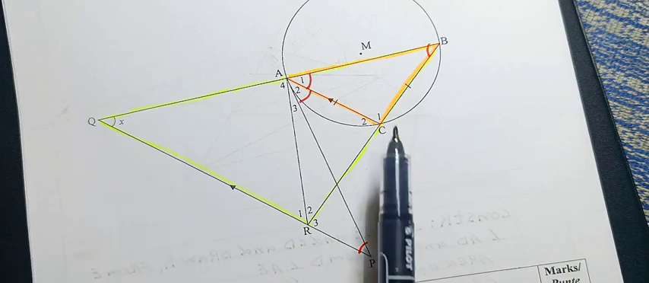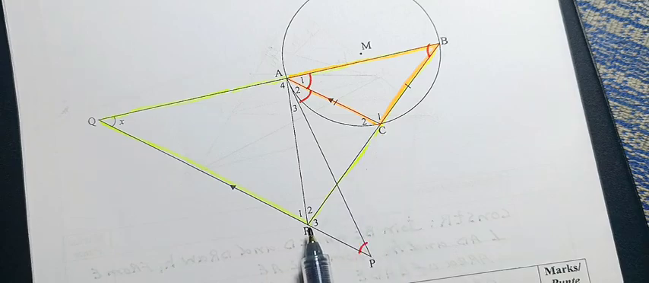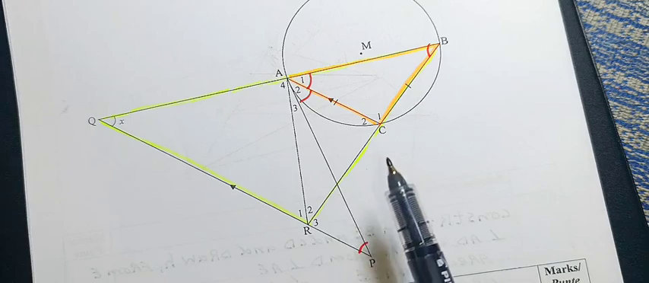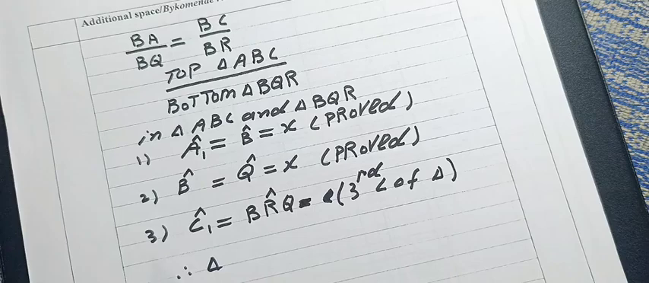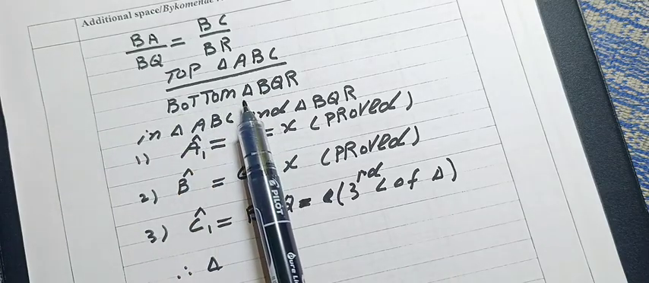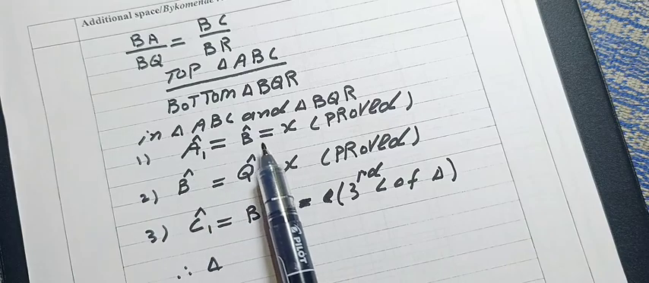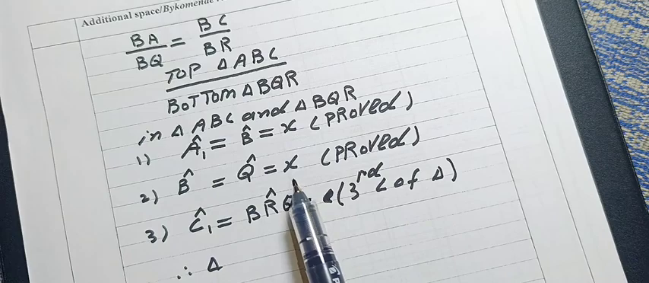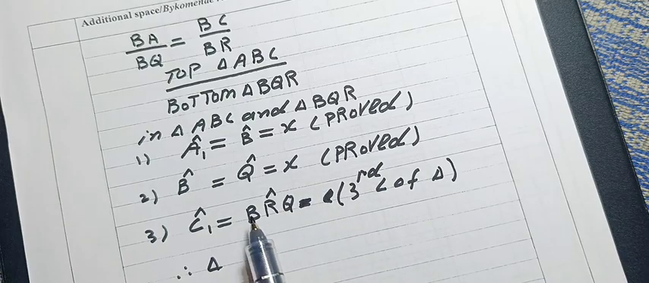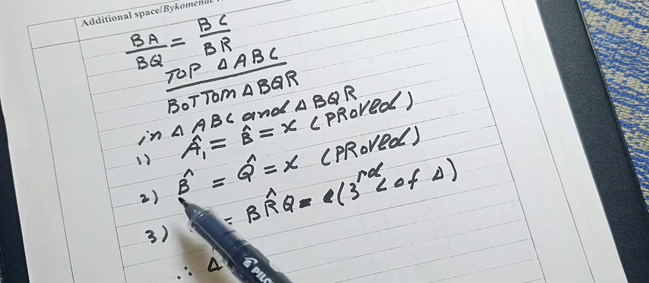And then the last one, angle C1, is the third angle of triangle ABC, and angle R1 plus R2 is the third angle of the green triangle. So angle C1 is going to be equal to angle R1 plus R2. I'm going to show you the calculation now. So the top triangle ABC and the bottom triangle BQR will work. In triangles ABC and BQR, angle A1 is equal to angle B is equal to X, proved, and angle B as well is equal to angle Q and is equal to X, also proved. So angle C1 is equal to angle R, the third angle of the triangle. Pay attention to the order of the letters here.